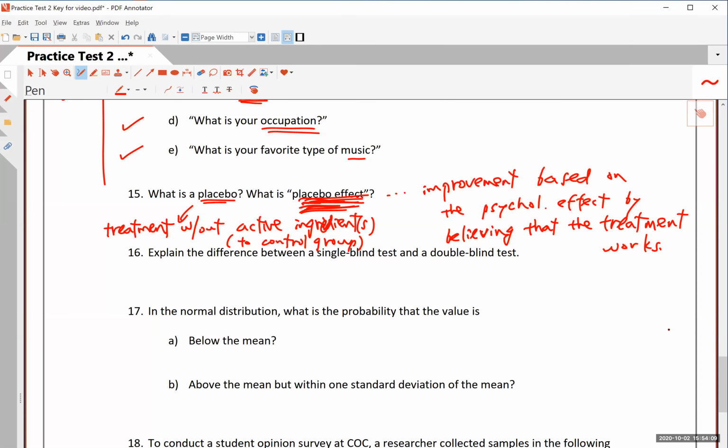All right, number 16, explain the difference between a single blind test and the double blind test. All right, it's going to take some time. Let me just write this and then I'll come back to show you what the difference is. I hope maybe you can write down or explain the difference between the single and double blind test to yourself and come back to this. I will pause this for just a little bit and then come right back.